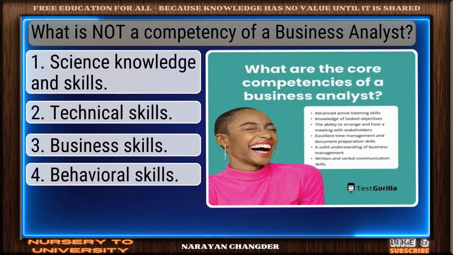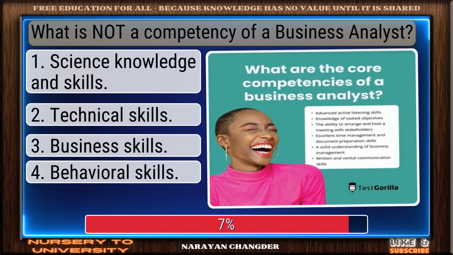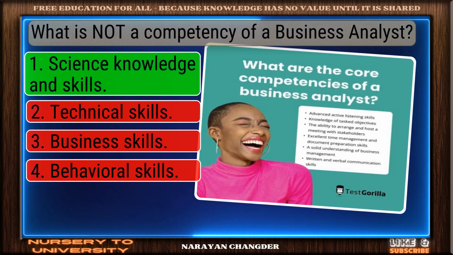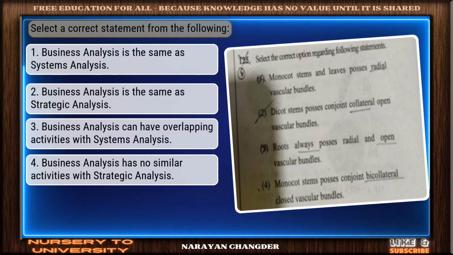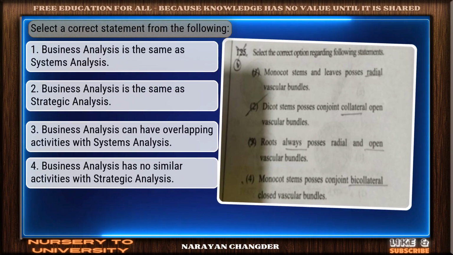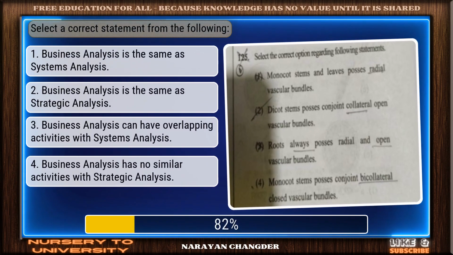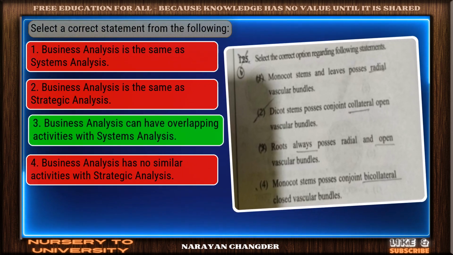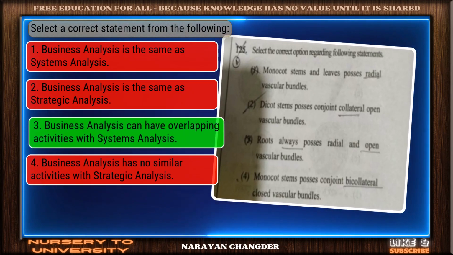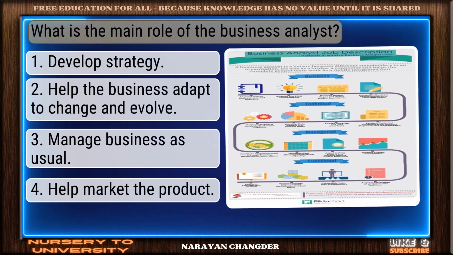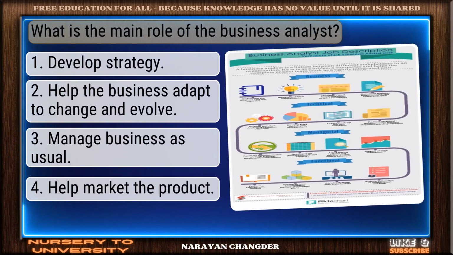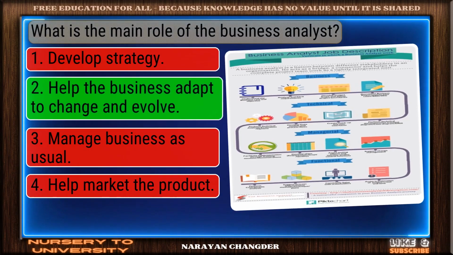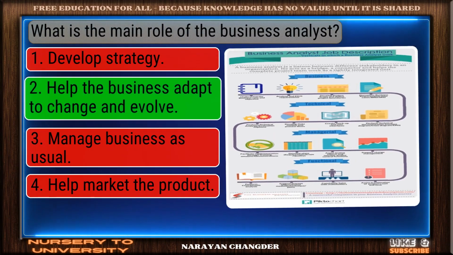Question number 58. What is not a competency of a business analyst? Exactly. Science knowledge and skills make sense, and it is right choice. Question number 59. Select a correct statement from the following. Well picked. Business analysis can have overlapping activities with systems analysis is the correct answer. Question number 60. What is the main role of the business analyst? Bravo. Help the business adapt to change and evolve is the answer.